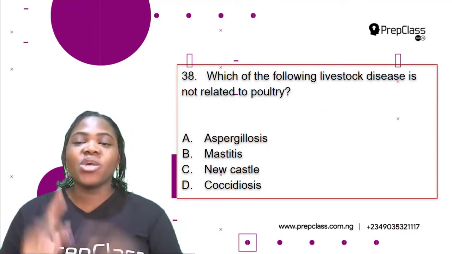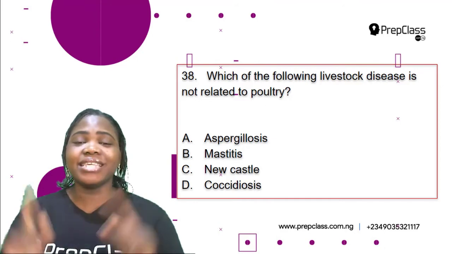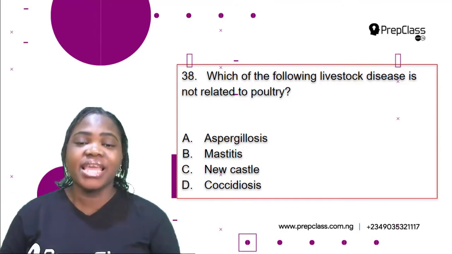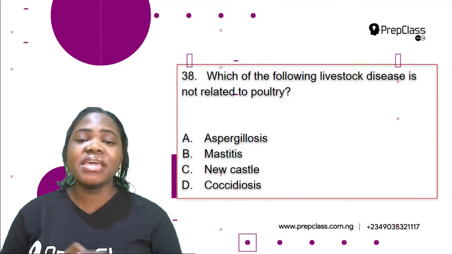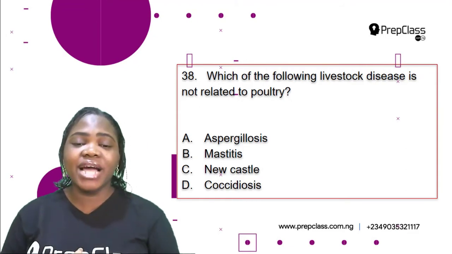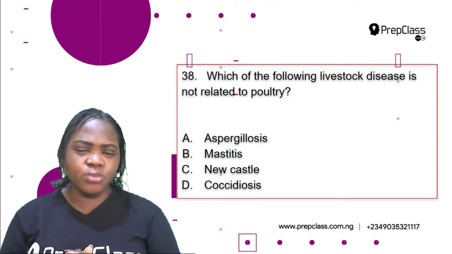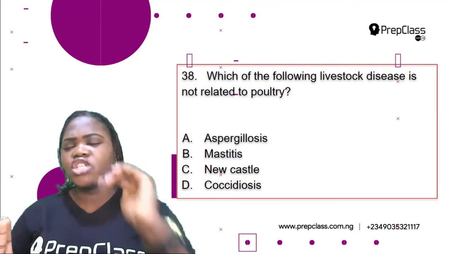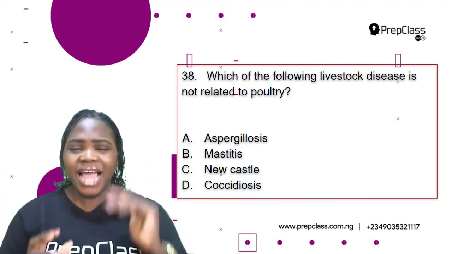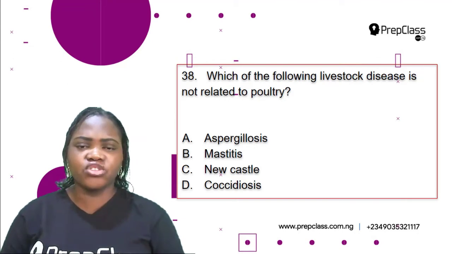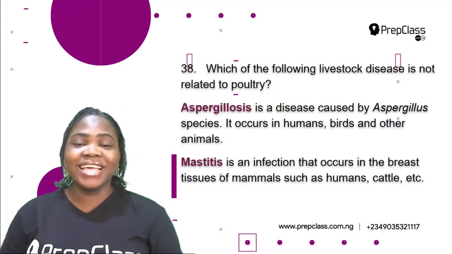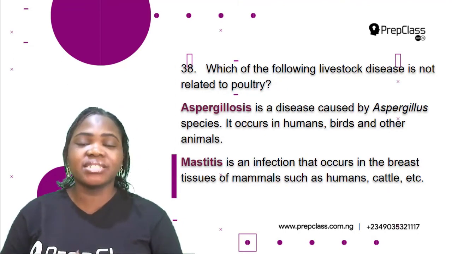Number 38. Which of the following livestock disease is not related to poultry? A. Aspergillosis, B. Mastitis, C. Newcastle, D. Coccidiosis. So for us to be able to choose the correct option, let's find out the meaning of each of these diseases and know if it is related to poultry or not. Okay, so the first one is aspergillosis.